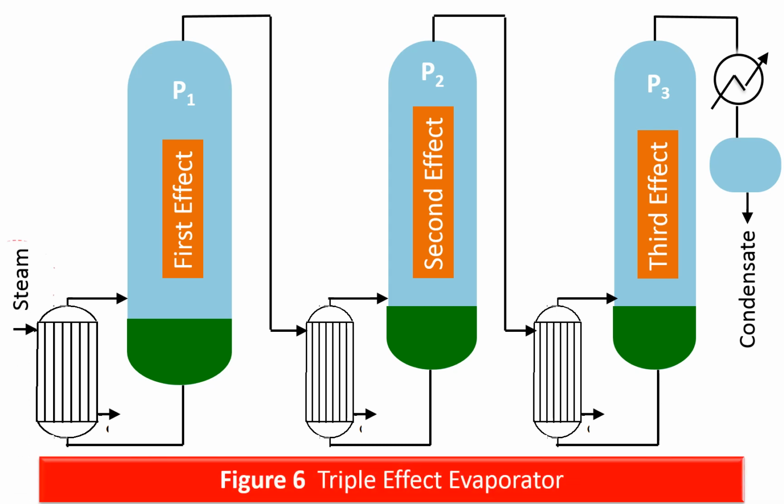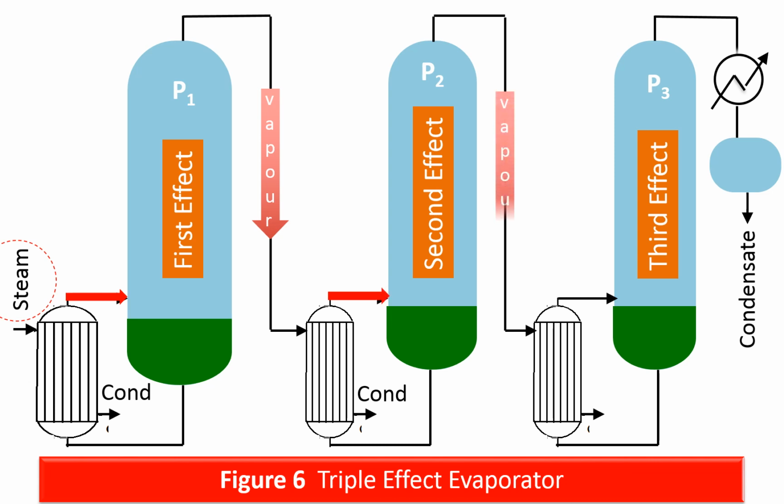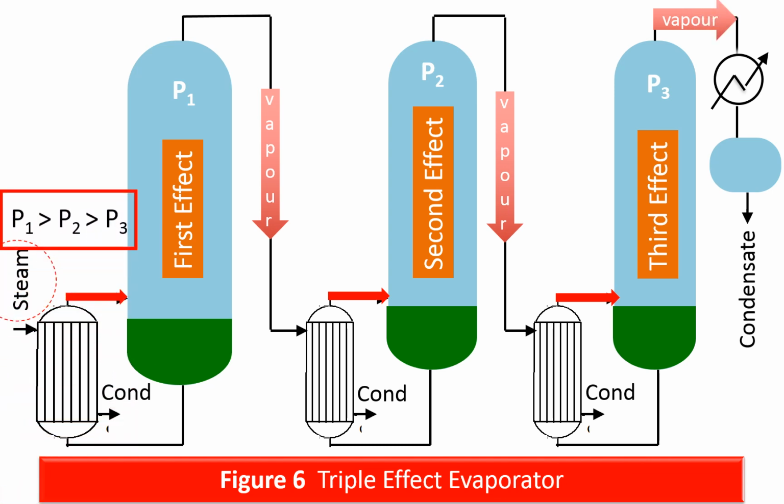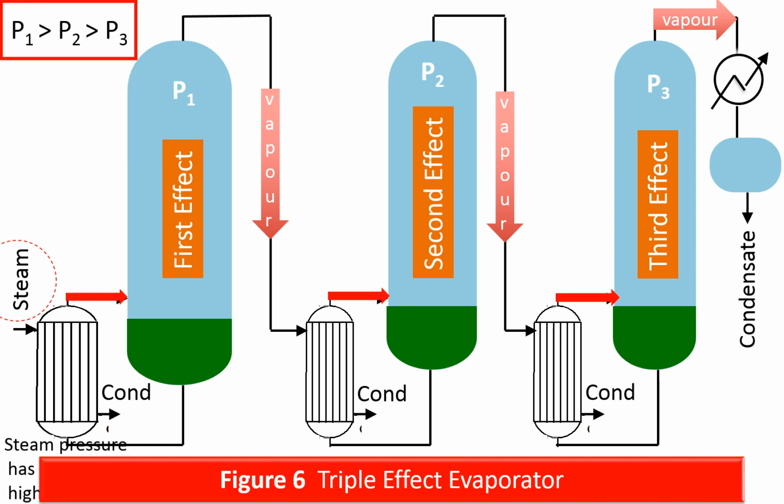Illustrated in this figure is a triple effect evaporator. Steam pressure has to be higher than the pressure in the first effect to provide heat transfer driving force for the first effect. Follow the vapor path shown by the moving red arrow. The pressure in the first effect P1 is greater than the pressure in the second effect P2, which is greater than the pressure in the third effect.